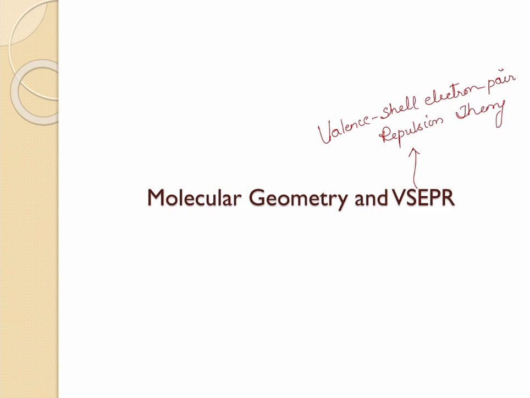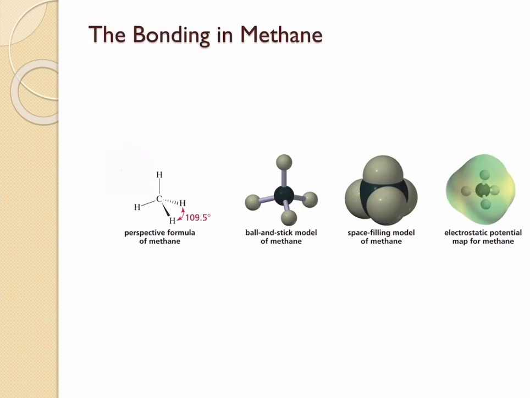The VSEPR model is particularly valuable because it gives us a first approximation of molecular structure. But it's also important to note that VSEPR has limitations, particularly when dealing with antibonding molecular orbitals. Let's start with methane, which is our very first example here.